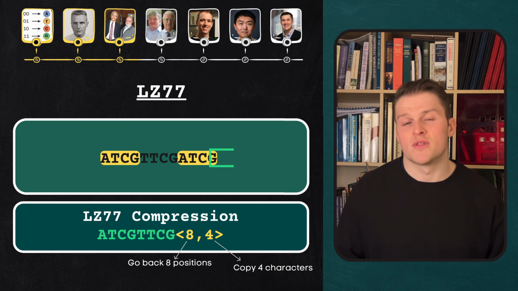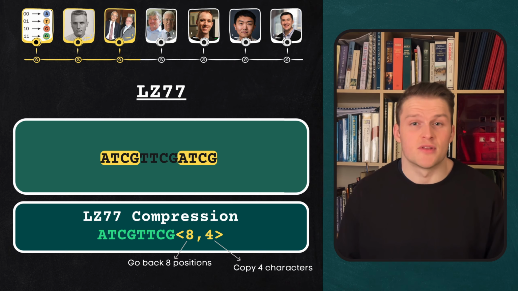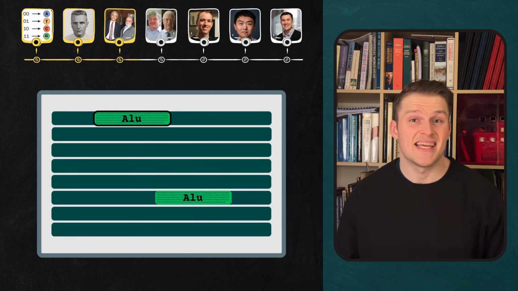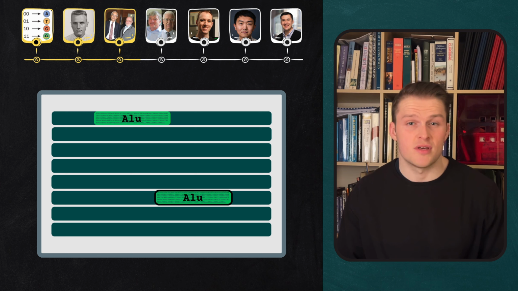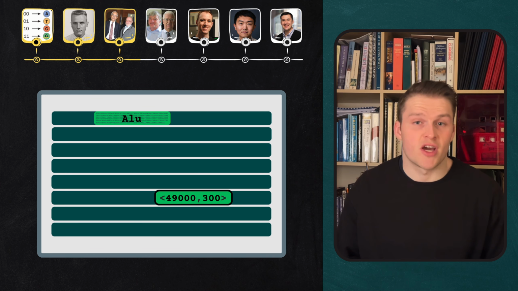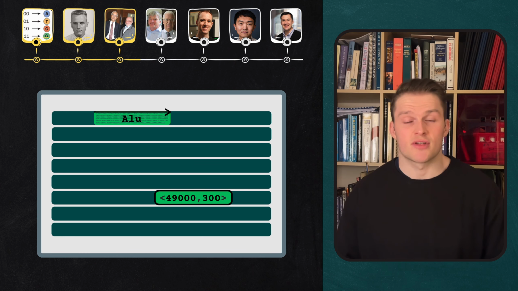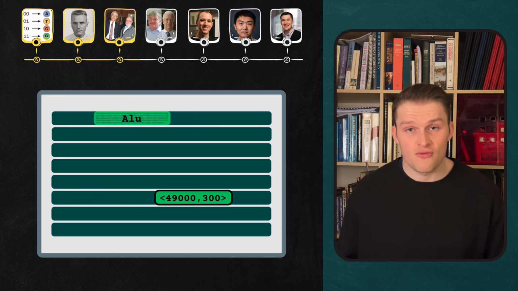But the real power of Lempel-Ziv becomes apparent with longer repeats. The human genome is filled with repetitive elements. Consider the Alu sequence, which is about 300 base pairs long and appears over 1 million times in our DNA. That's 300 million bases that can be compressed into simple references. For instance, if we've already seen an Alu sequence at position 1000, when we encounter it again at position 50,000, instead of storing all 300 bases again, we simply write 49,000, 300, meaning go back 49,000 positions and copy 300 characters. That's just two numbers replacing 300 letters.